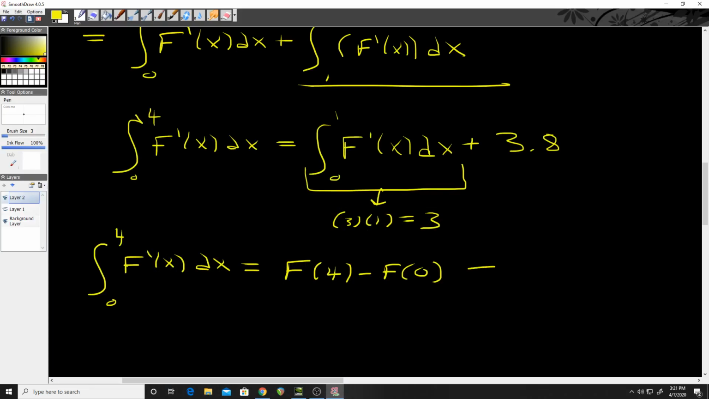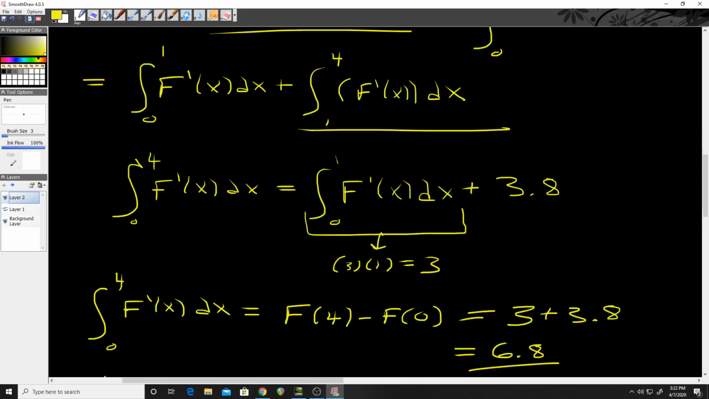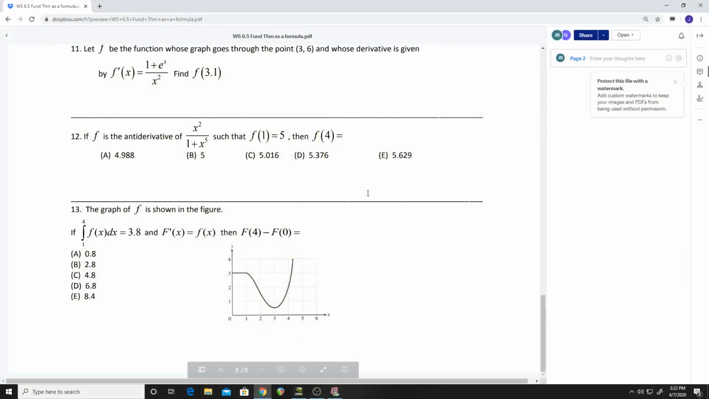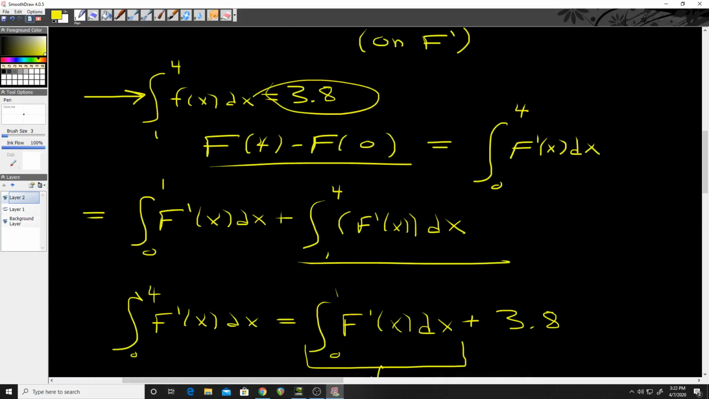We have the results already over here. This first bit from 0 to 1 results in 3, plus 3.8. We add those together, we get 6.8. And there we go, problem is finished. Boom, there it is. 6.8, answer D. Problem done.